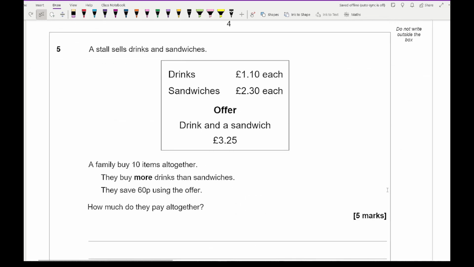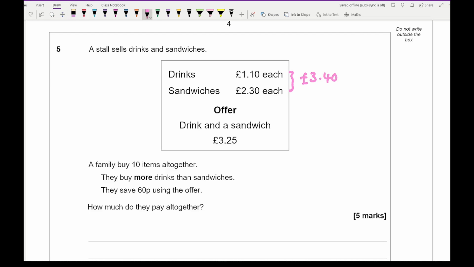Moving on to question 5, it says that a stall sells drinks and sandwiches, and a family buys 10 items altogether. They buy more drinks than sandwiches, and they save 60 pence using the offer. How much do they pay altogether? Well, first things first, if we add up these two amounts, it comes up to a total of £3.40.